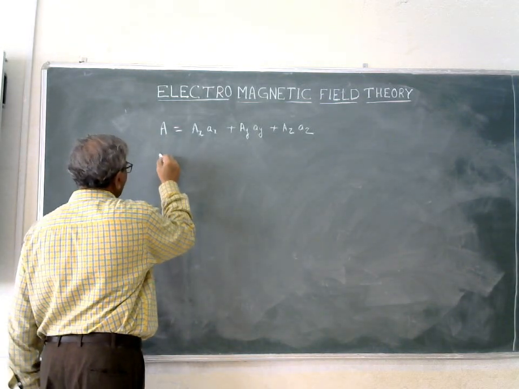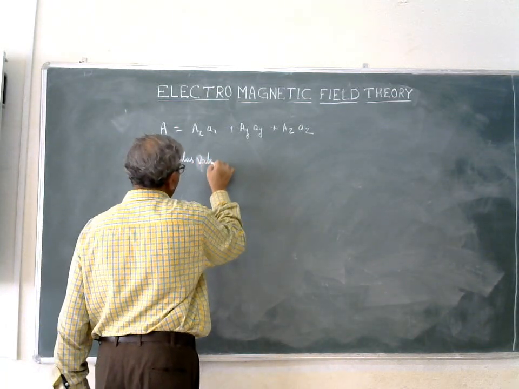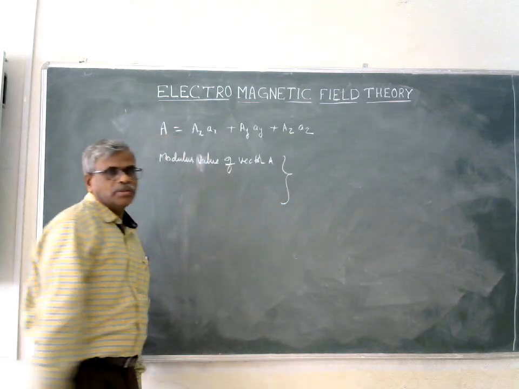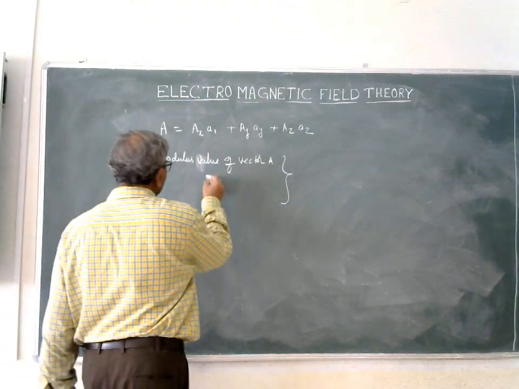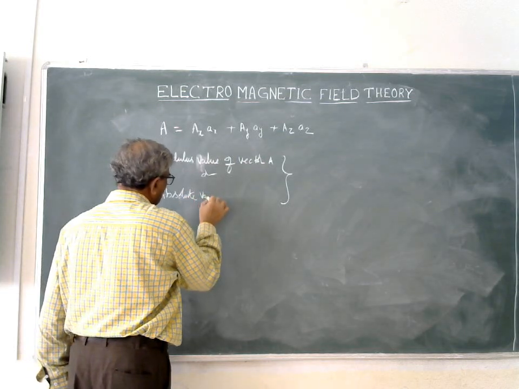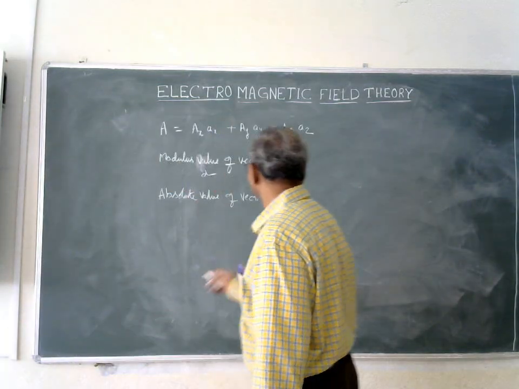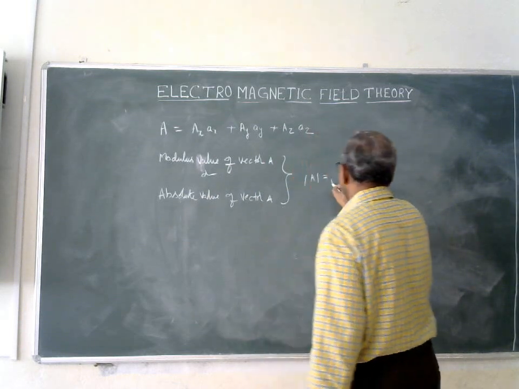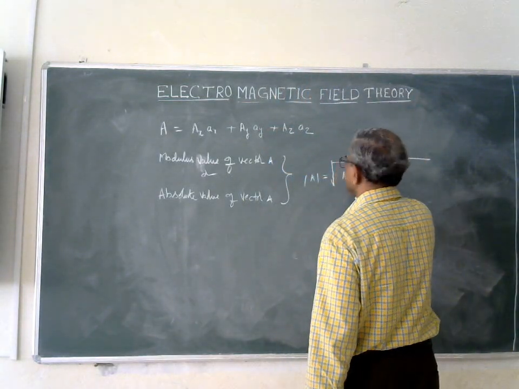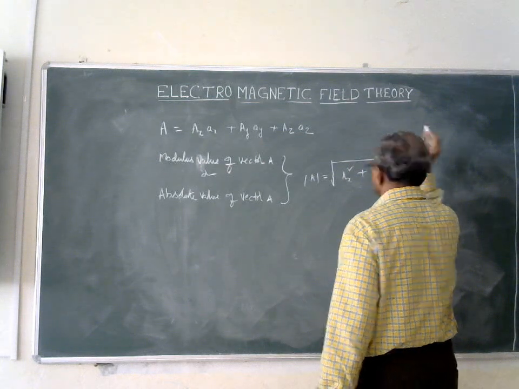The modulus value of vector A, or the absolute value of vector A, is equal to the square root of the sum of the squares of its components: Ax square plus Ay square plus Az square.